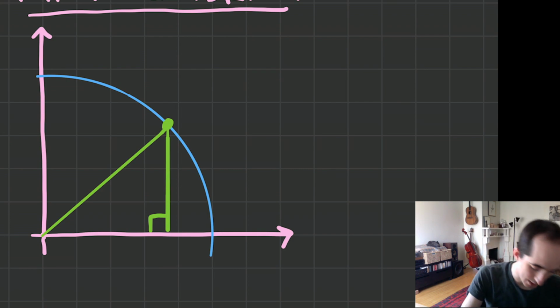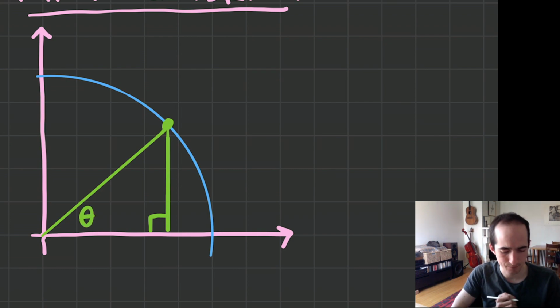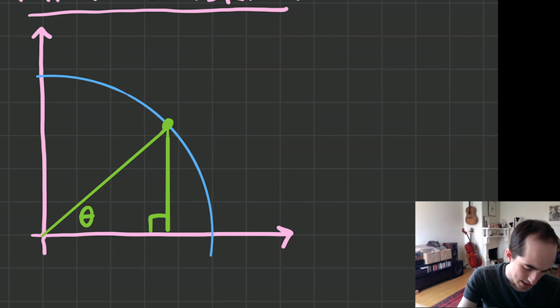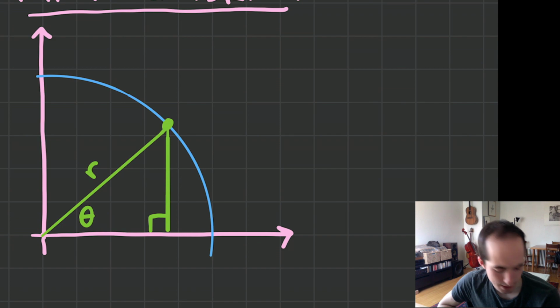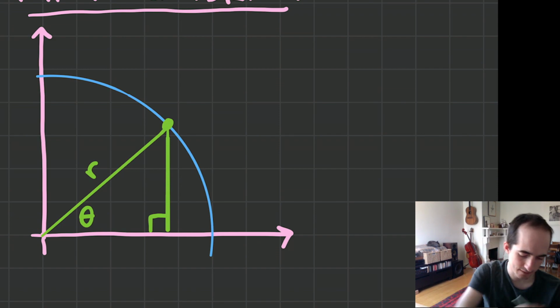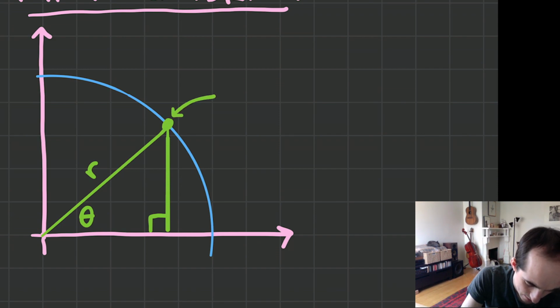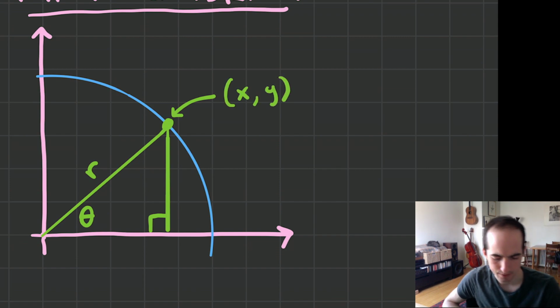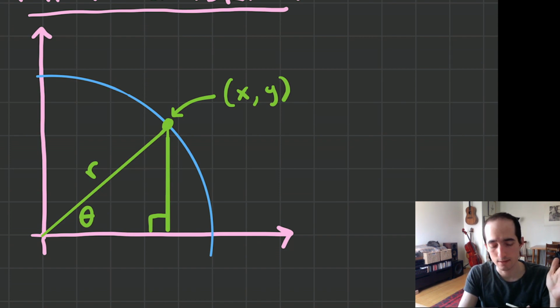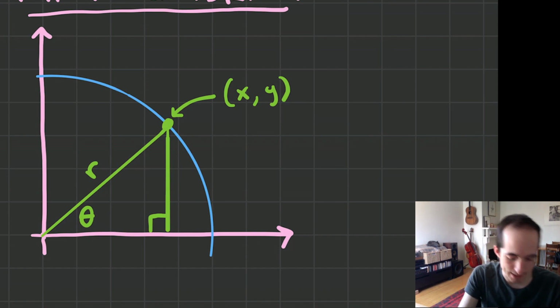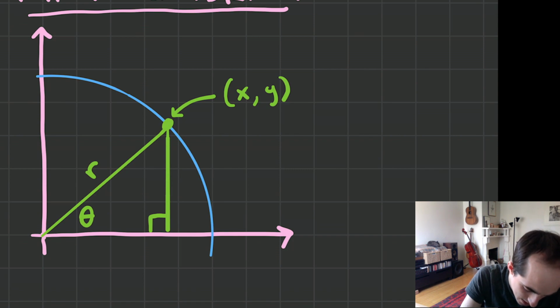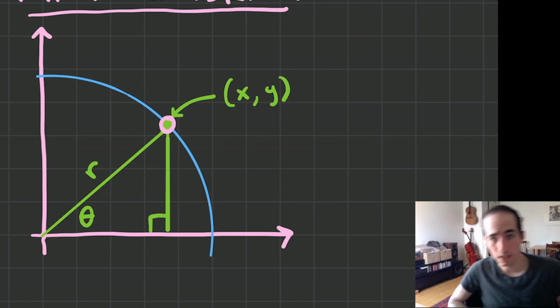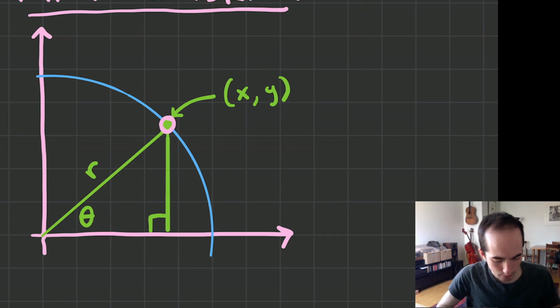Here is our triangle. It's a right angle triangle. Here is our angle theta. This side right here is the radius of the circle. And this point right here is the point x, comma, y, because we're on our Cartesian plane. This point is going to turn out to be extremely important to us.